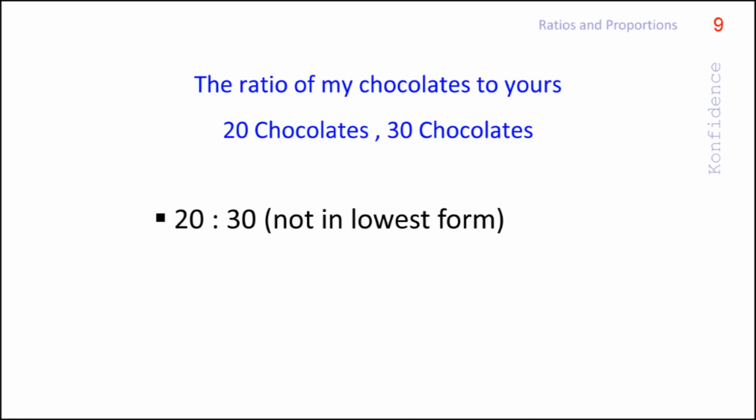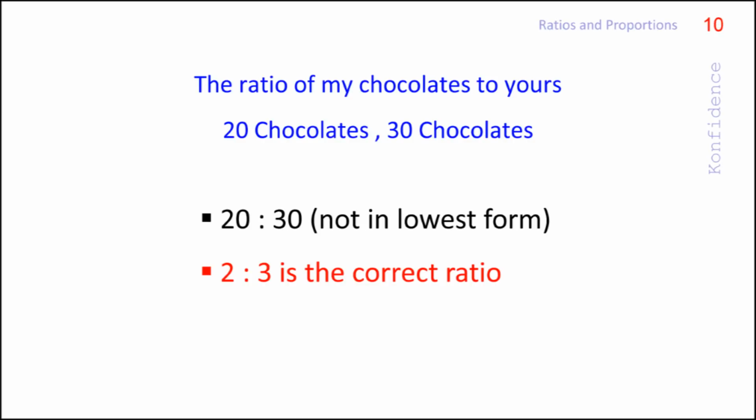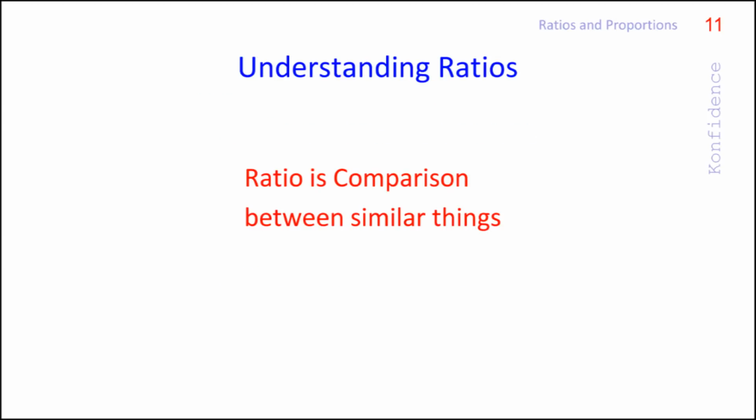But we cannot represent the ratio as 20 is to 30. That's a wrong ratio representation as it is not in the lowest form. The correct representation is 2 is to 3 because it is the lowest form in the integral format. That means 2 is to 3 is the lowest form with numbers, as we know, without fractions and decimals.